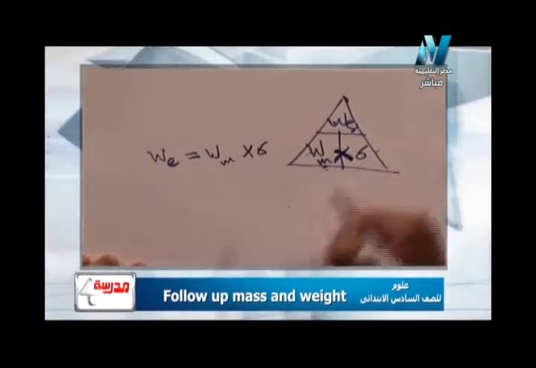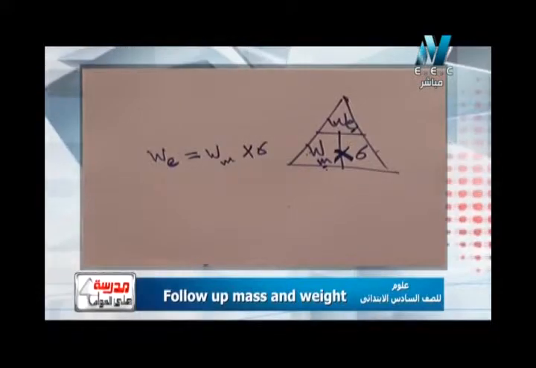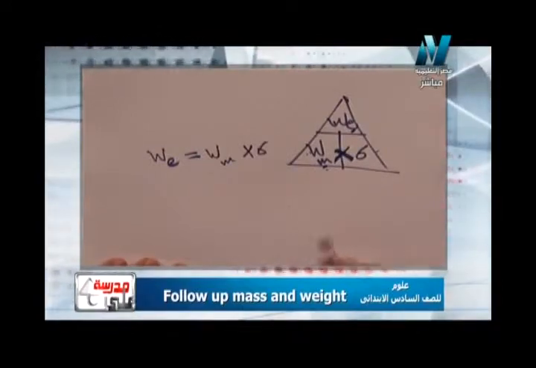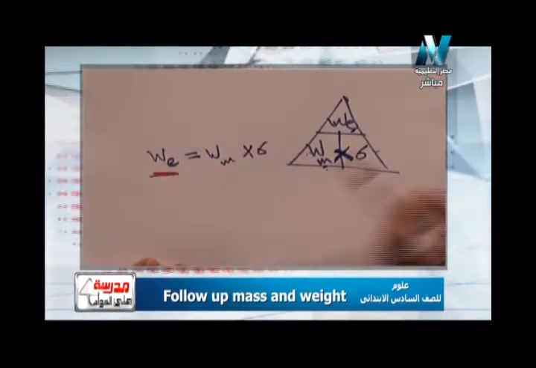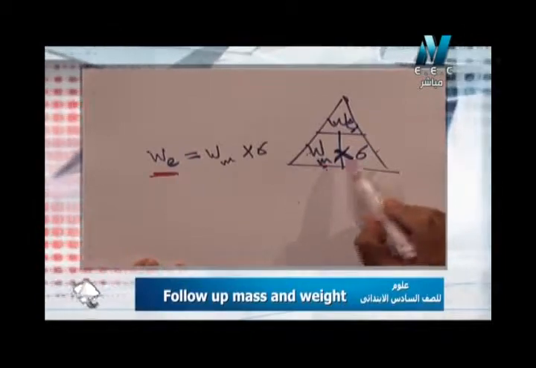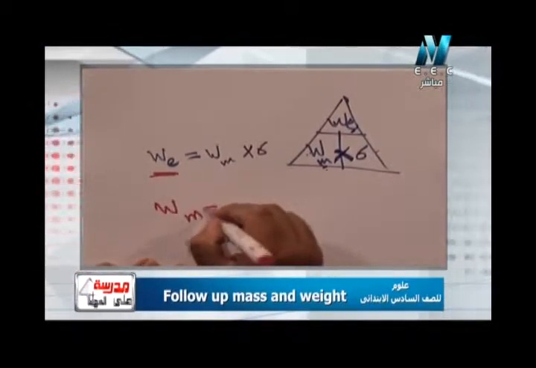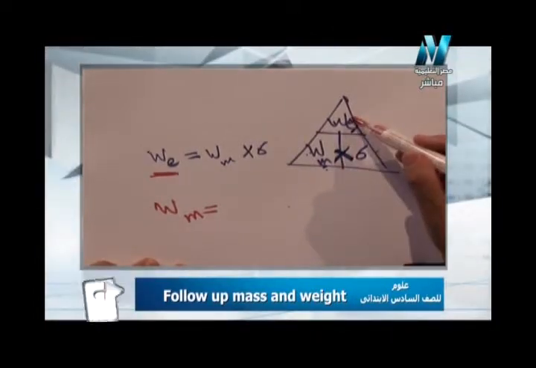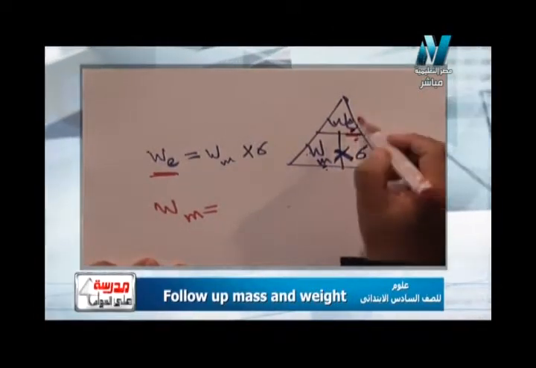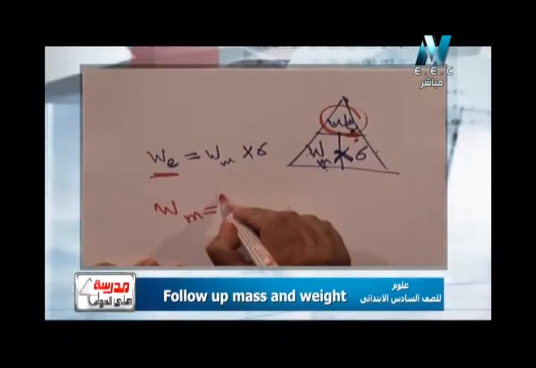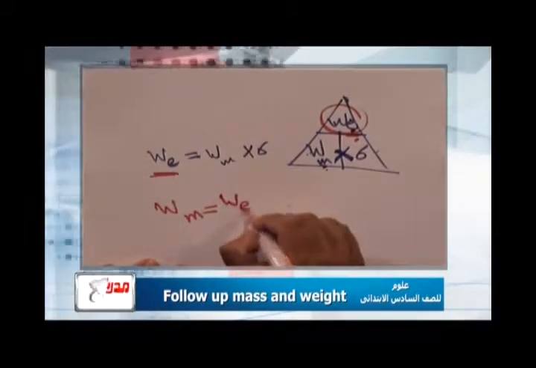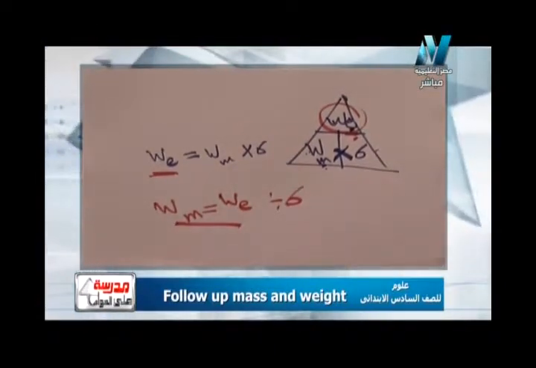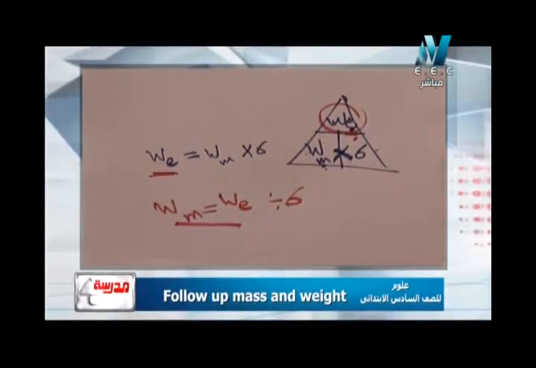I know that all of you know how to use this triangle, you are very good at math. For example, if I want weight on the earth, it will be weight on the moon by 6. If I want weight on the moon, what can I write? Weight on the moon equals weight on the earth divided by 6. So these are easy triangles, and they are very important at the same time.